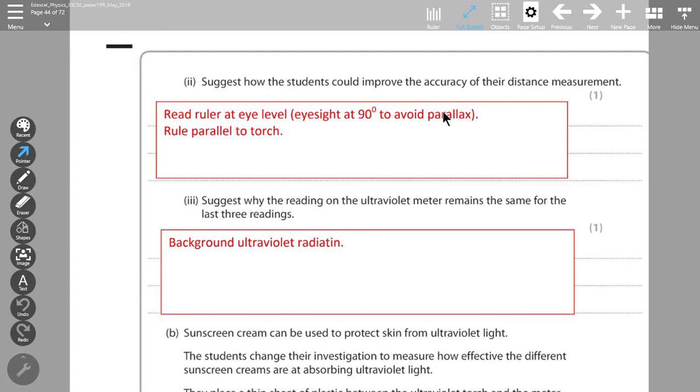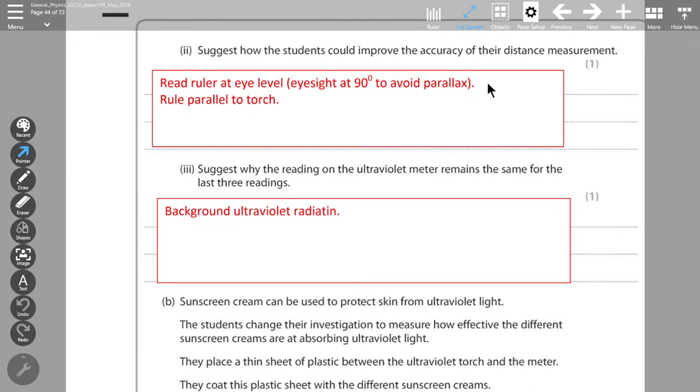Suggest how students could improve the accuracy of the distance measurement. So read the ruler at eye level. It means that eyesight is at 90 degrees to avoid parallax. Place the ruler parallel to the torch and close to the torch.